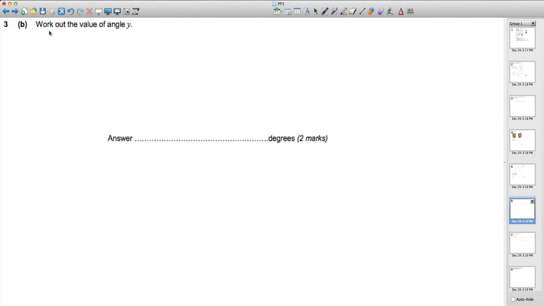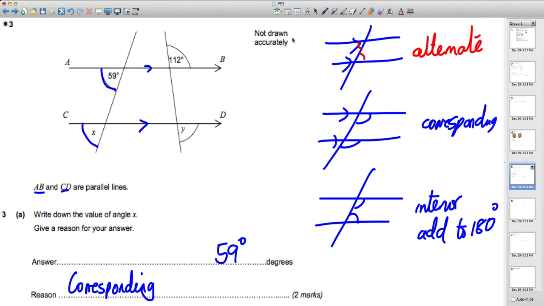Okay, next question. Work out the value of angle Y. Okay, so let's go to Y. What's angle Y here? We need to work out that angle there. Well, we know it's corresponding with that angle there. Okay, but what is that angle? That angle must be 180 subtract 112 because these are on a straight line, and that would be equal to 68 degrees. Therefore, it must be 68 degrees.